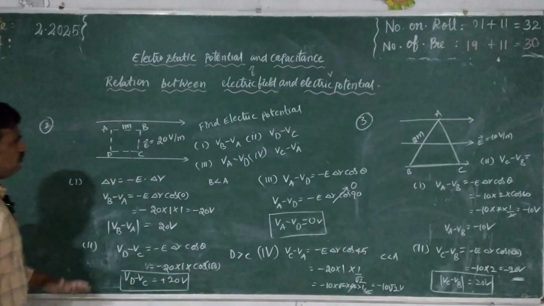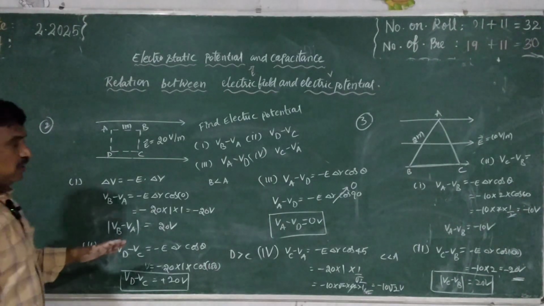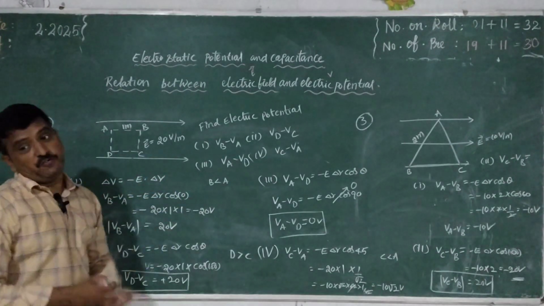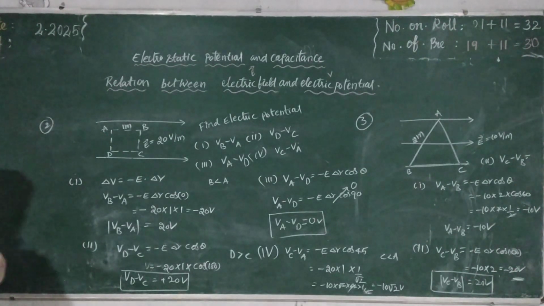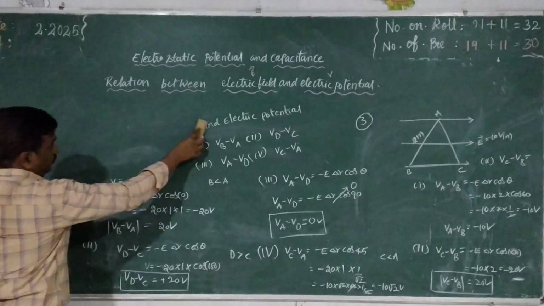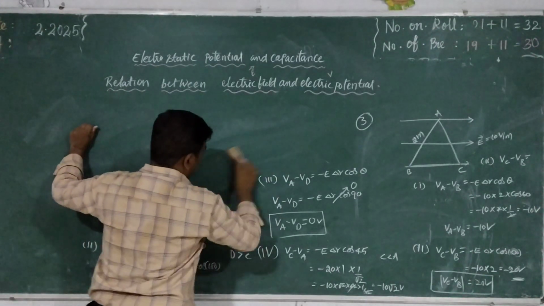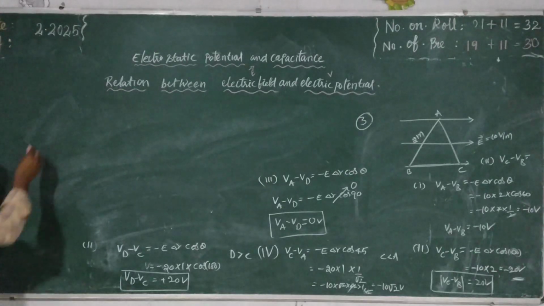These are the problems belonging to the electric field and electric potential relation in a uniform electric field. The second case we discuss is when the electric field is non-uniform. What is the relation between electric field and electric potential? See, case 2 we can write here.